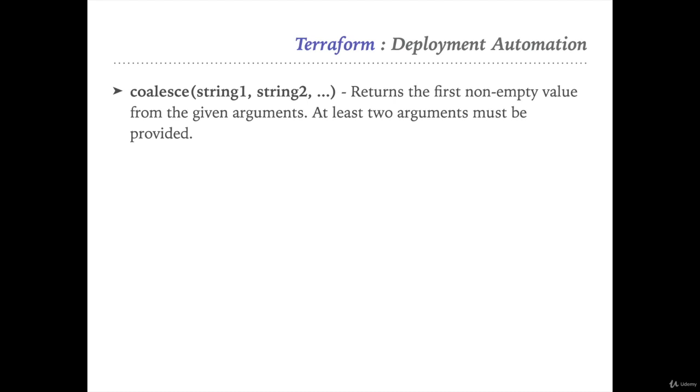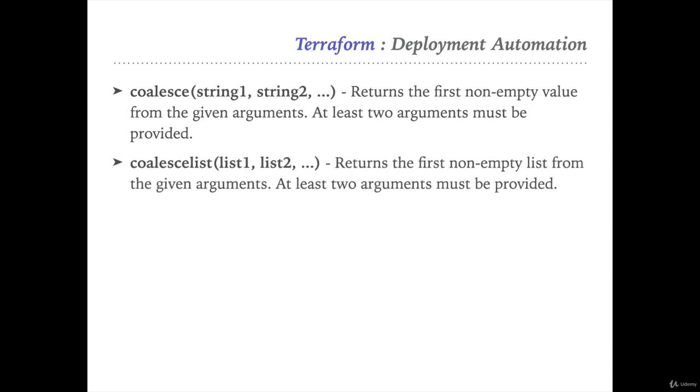Coalesce will accept n number of arguments and return the first non-empty value from the given arguments, and at least two arguments must be provided. So if we provide multiple strings and the starting arguments are null values, then coalesce will find the first non-empty string and return that particular string as the value.